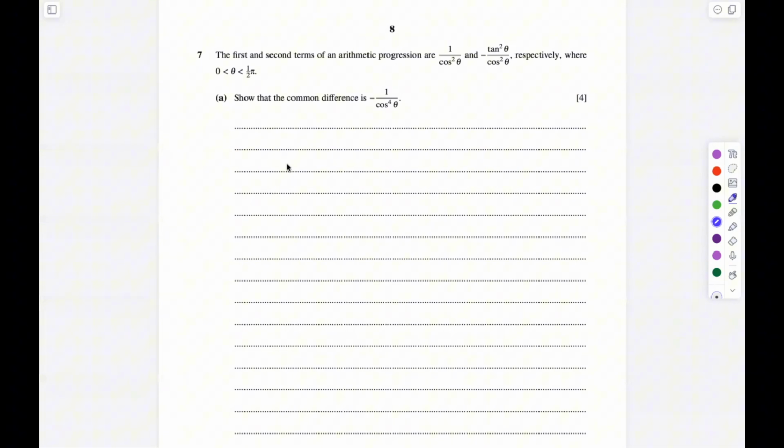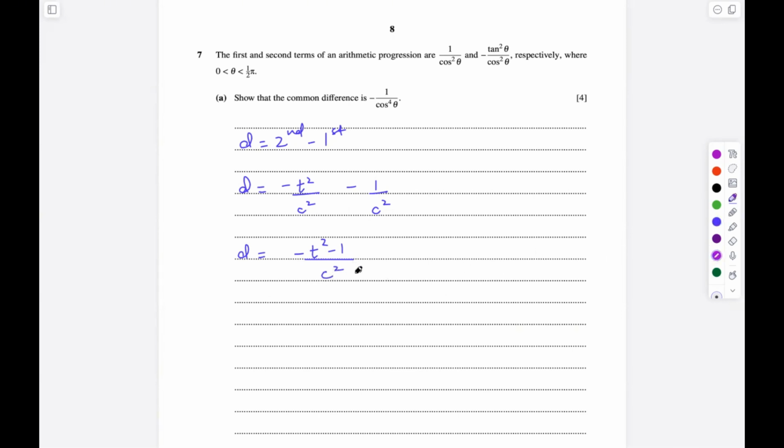Now, when it's an arithmetic progression, the common difference is given by the difference of two consecutive terms. So in this case, we can take the difference of the second and the first term. So the common difference will be the second term, which is minus tan squared upon cos squared, minus the first term, which is 1 upon cos squared. So taking the LCM, this will become minus tan squared minus 1 upon cos squared.